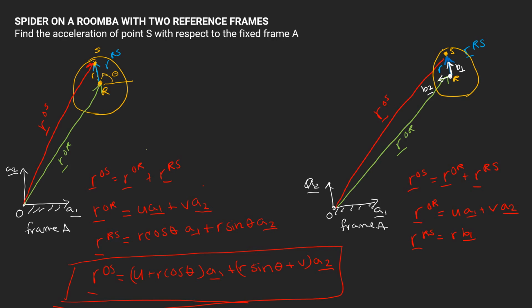So we can write out our position vector ROS is equal to UA1 plus VA2 plus RB1. And you can tell that already this equation is much shorter than when we calculated everything in terms of A1 and A2.